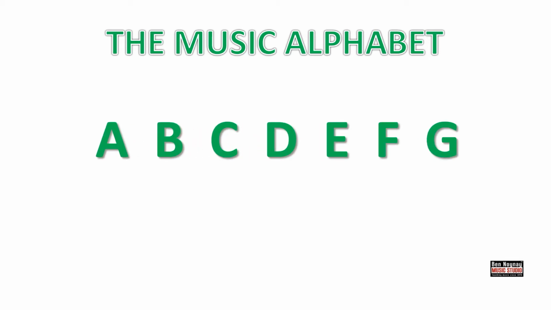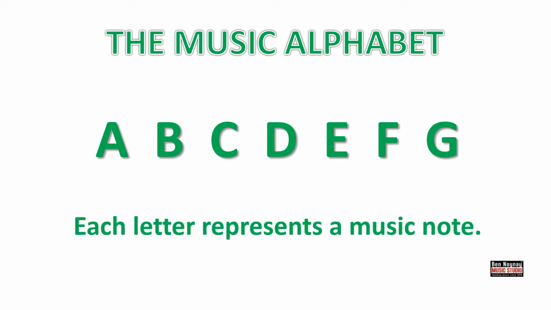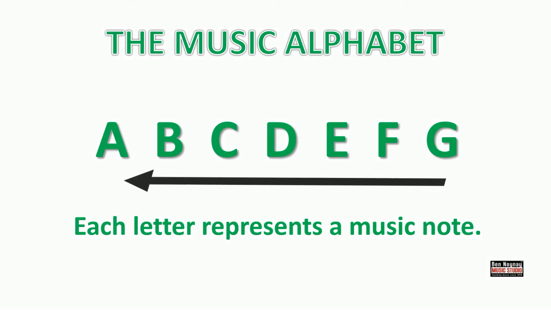The music alphabet consists of the first 7 letters of the English language: A, B, C, D, E, F, and G. These letters are very familiar to most people, so there's no need to explain each one of them, except that each letter represents a music note. We shall study these letters a little bit deeper in the next few sections. For the meantime, probably the most important lesson here is to learn that in a consecutive flow of notes, we go back to A after G.